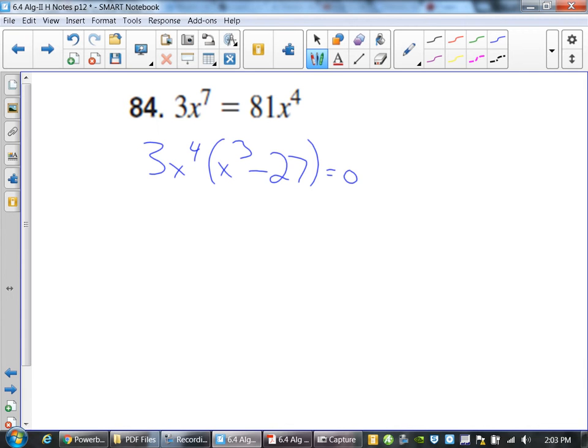I've got to factor that further to find my zeros. First one's easy. I set 3x to the fourth equal to 0, and I get 0. It's got multiplicity there at 0, 4 times, but we're not worried about that. Here's a difference of cubes. When I have a difference of cubes, I have to do x minus 3, x squared plus 3x plus 9. I cannot factor that any further, so then I'm done.